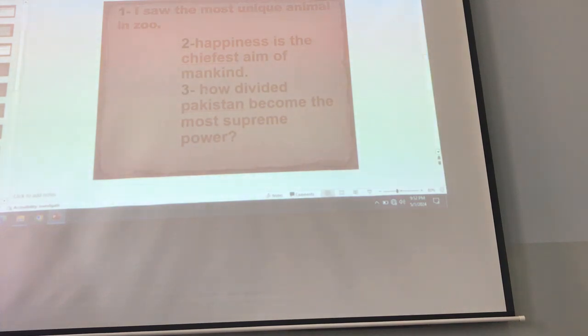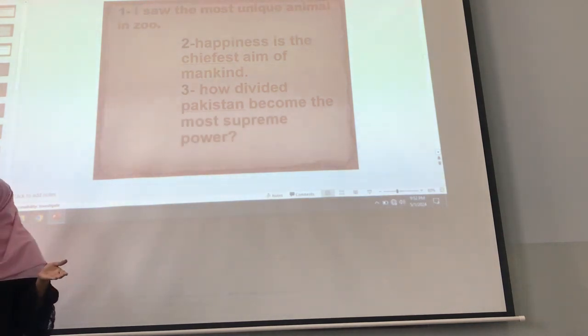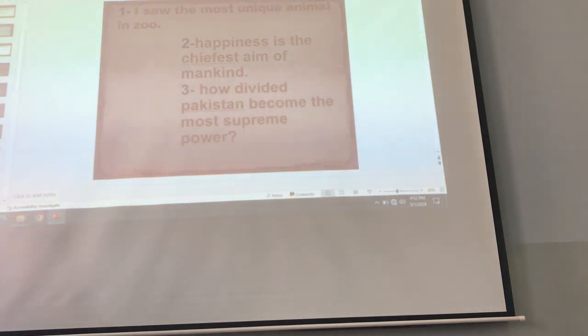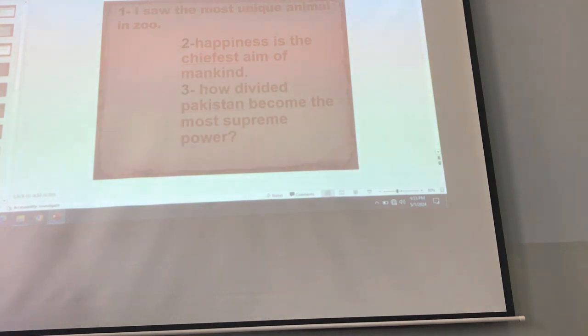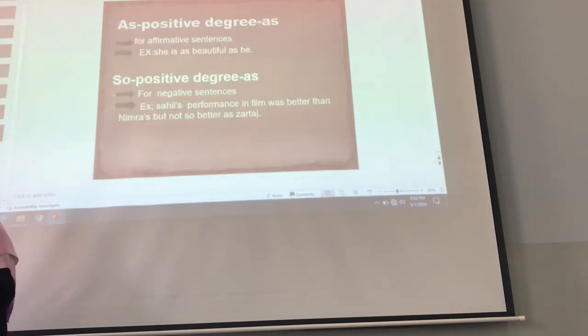The next example is: happiness is the chiefest aim of mankind, not the chiefest. Chief is in itself a superlative degree, so it would be: happiness is the chief aim of mankind. The third one is: how divided Pakistan became the most supreme power? We will write it like that: how divided Pakistan became the supreme power? And you already know the reason.